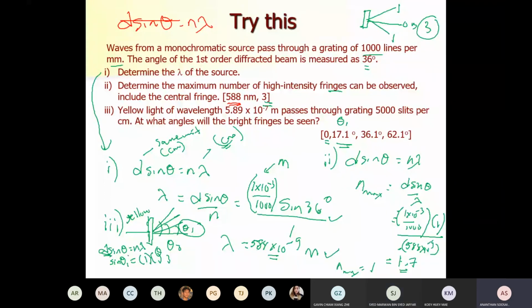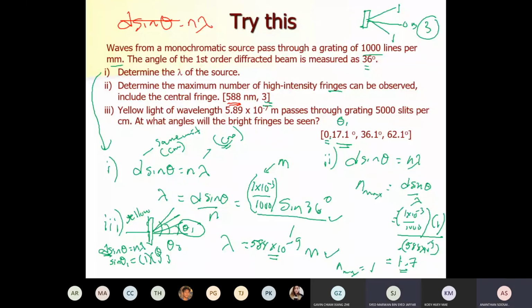So d sine theta equals n lambda. Put n as 1 because you want to find the angle of the first order. d and lambda we know already from earlier, but make sure d and lambda are in the same unit. Meter means both in meter. So shift sine, you get 17.1 degrees.